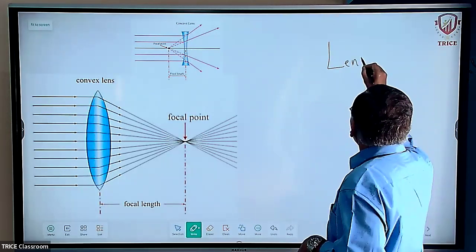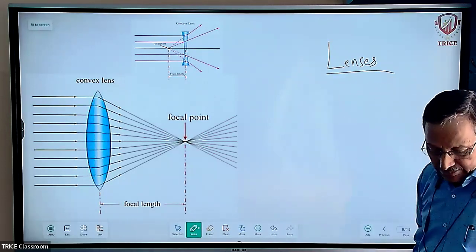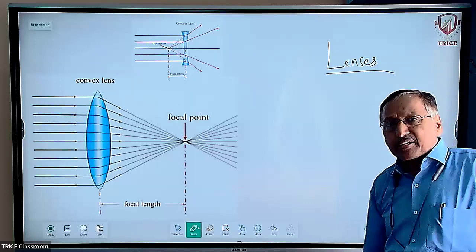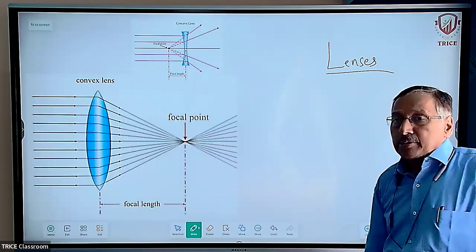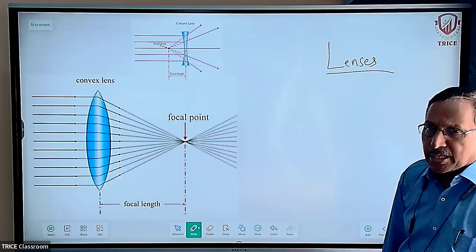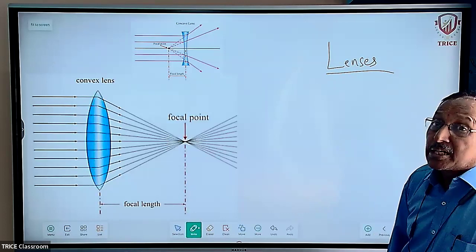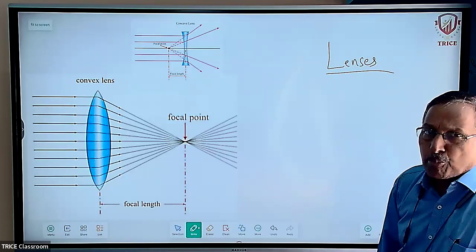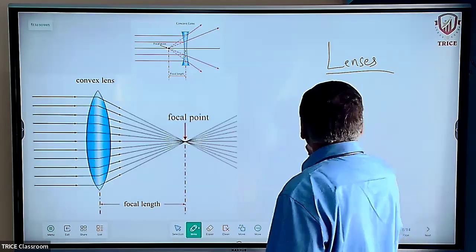Now, lenses. What is a lens? A lens is a transparent glass device which has at least one side curved. We have different types of lenses.